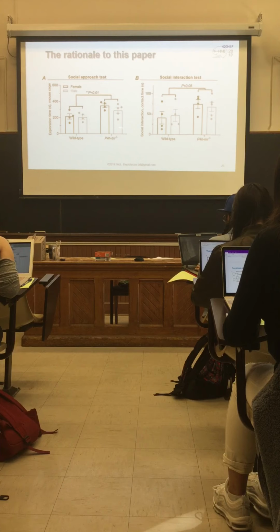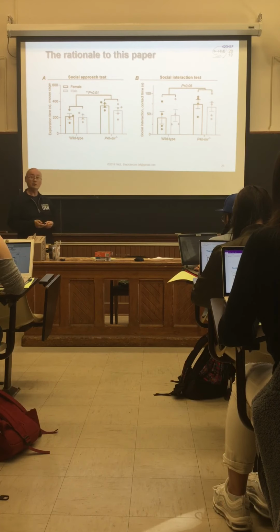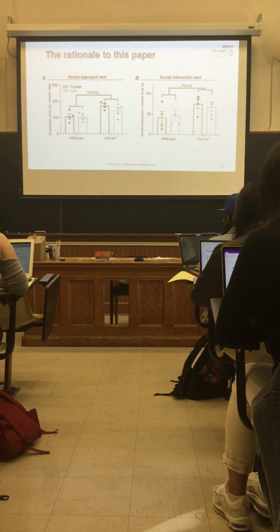And if you have knocked out P4H in those areas that I mentioned before, overall there is an increase in exploration into the cage that has another mouse in it. So they explore that cage with a mouse in it much more often, so they're more social. And they also spend more time in social interaction by knocking out this P4H molecule. Does that make sense to everyone? So regardless of whether we're looking at males or females, we see a clear effect by knocking out P4H in these areas of the brain. There's increased socialization.